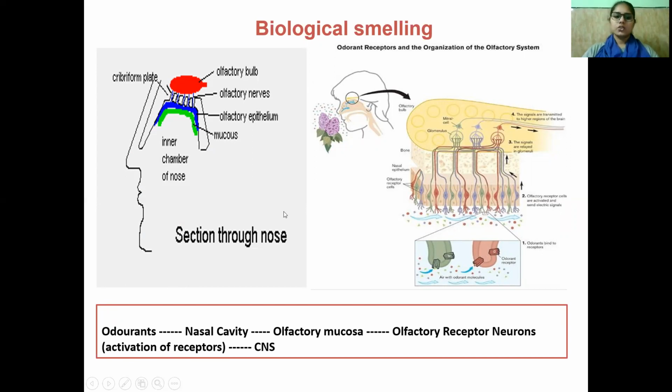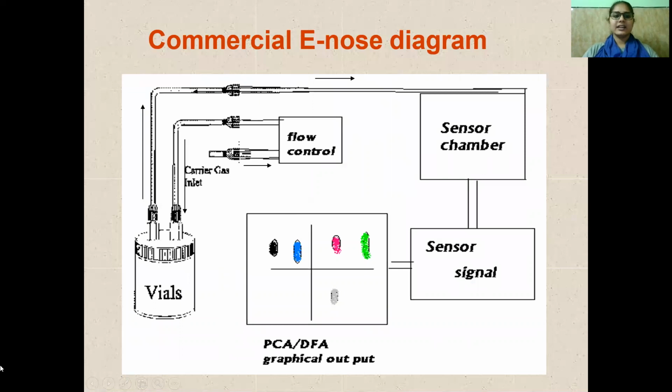This diagram is for a commercial e-nose. There are vials in which the food material is placed, and there is a carrier gas inlet. Then there is a sensor chamber, and a flow control which controls the flow of the gas, or you can say the odorant. Then there is a sensor signal, and a graphical output for that.